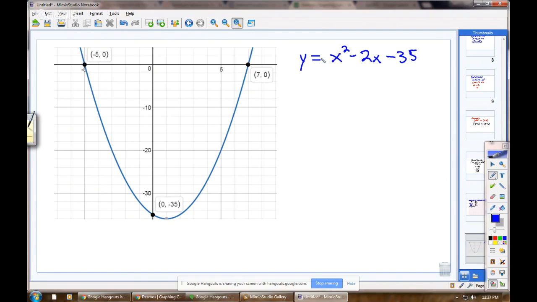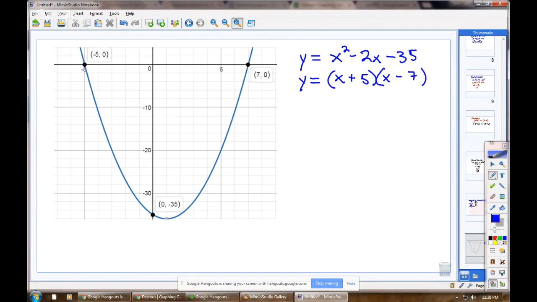Now note, this factors. I could factor it as x squared is x times x. 35 I'm going to look at as 5 times 7. And to get a negative 2 in the middle, the 7 has to be negative and the 5 has to be positive. So here's another way to write this equation. Here I have the equation in factored form. The top version is what's called standard form.